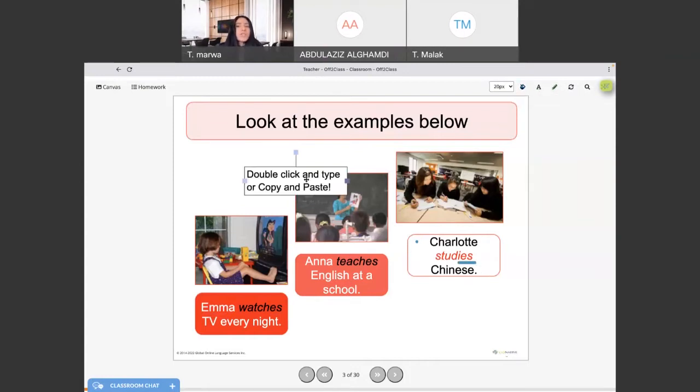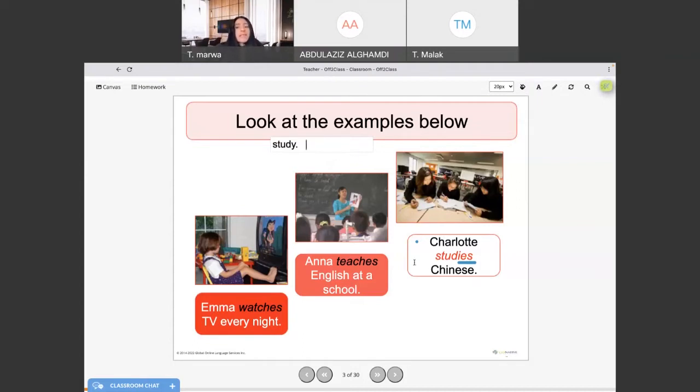What is the original word for studies? How do we write it? Study, with a Y. Only Y. Yep. Study. So the original word is study. They study, I study, you study, we study, right?